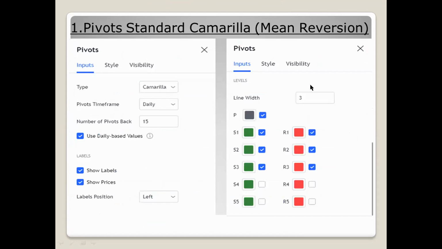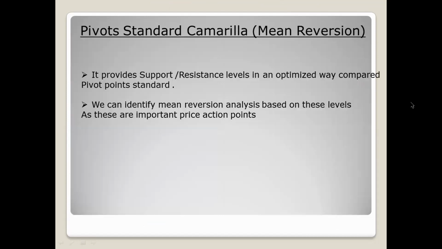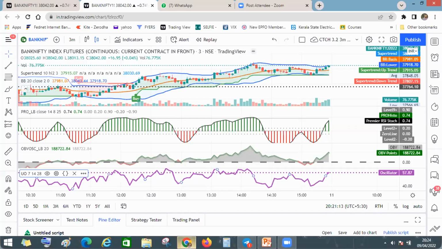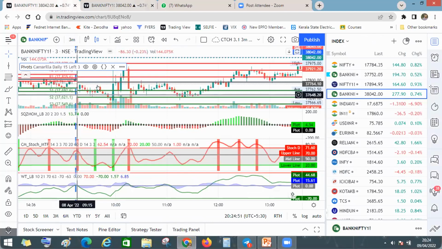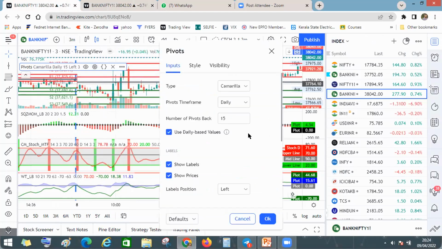So this is the first indicator, which is Pivot Standard Camarilla. It is a modified version of pivot point standard. I will go to TradingView to show it. This is the indicator from TradingView. I'm going to the settings. Here, there is a type, and it is written Camarilla. I think you can all see it. The pivot time frame we have taken as daily, and the number of pivots back is given as 15.